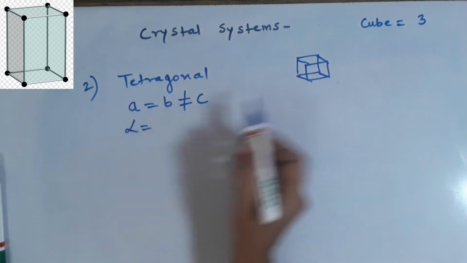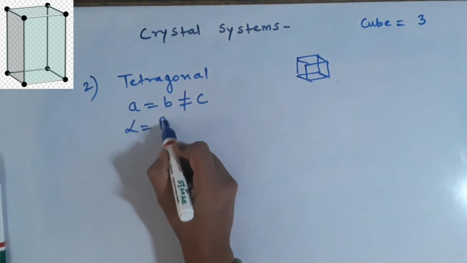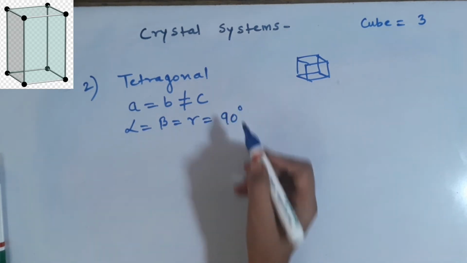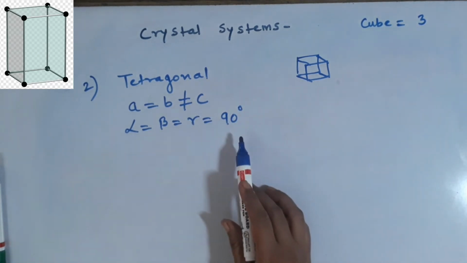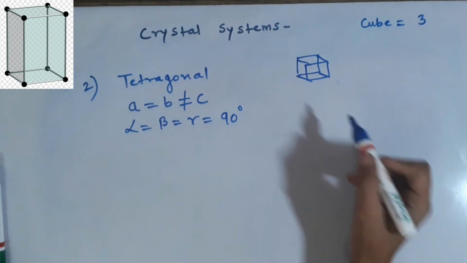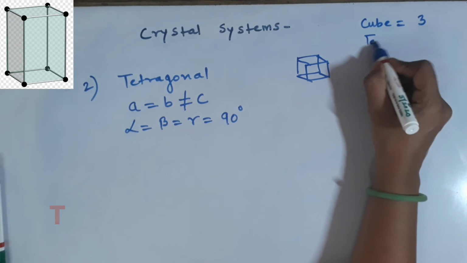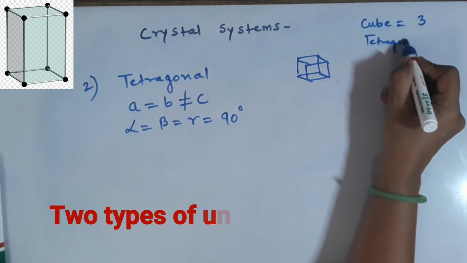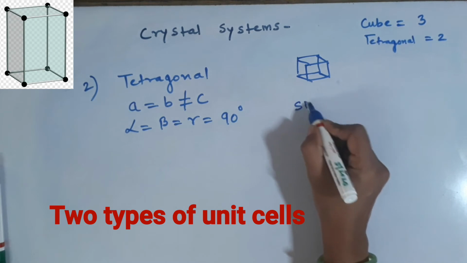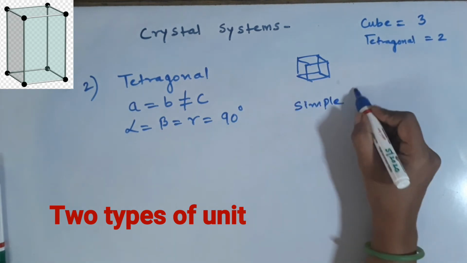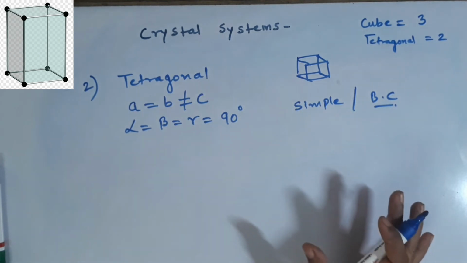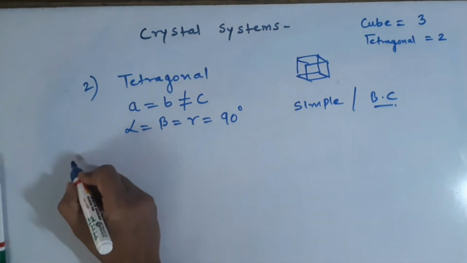And the angles will all be 90 degrees. Alpha is equal to beta is equal to gamma, that's 90 degrees. In this system, we will have 2 types of unit cells. Those 2 types of unit cells will be, the first one is going to be a simple tetragonal and the second is body-centered tetragonal.